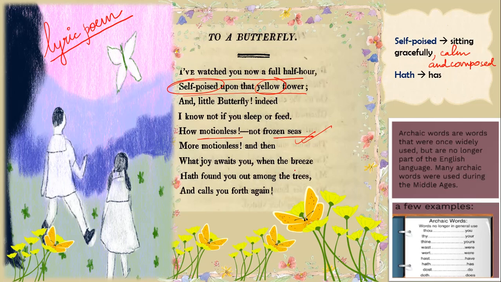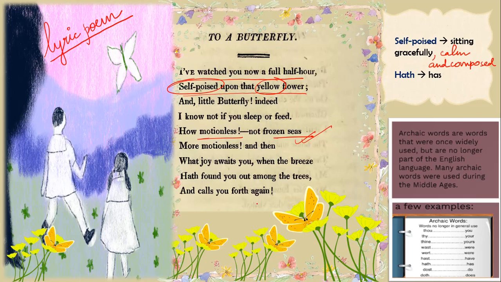"What joy awaits you when the breeze hath found you out among the trees and calls you forth again?" So the poet wonders what joy the butterfly will get if the breeze finds it among the trees and calls it to once again join him. So he is wondering how much joy the butterfly will feel when it will be windy again. The wind will blow, the breeze will be there. The breeze is a very soft, soothing wind. Whenever the wind blows softly, very sweetly, it is called the breeze.